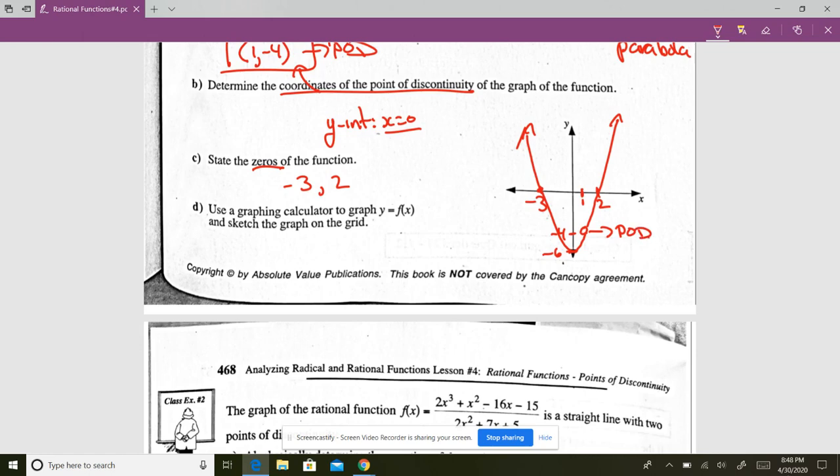They don't just have to be straight lines. They could be any graph. It just will have a hole wherever the factor cancels. Okay?